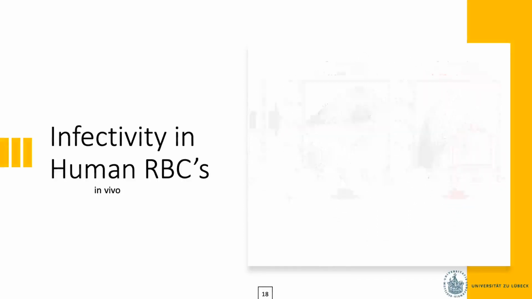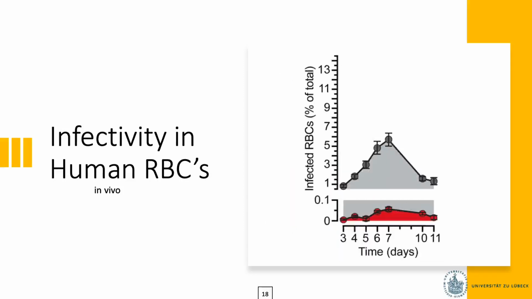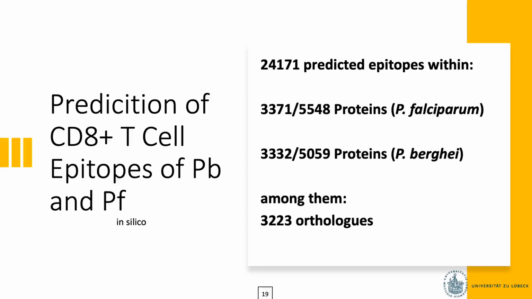They did find parasites within human RBCs, but only rarely, and always with only 1 nucleus, which means they did not develop as usual. Quantitative analysis showed that almost none of the human blood cells, here in red, got infected, in contrary to up to 5.5% of the mouse cells. After that, they calculated the predicted CD8-positive T-cell epitopes of the proteomes of both Plasmodium falciparum and berghei and compared them. They found that over 60% of the epitopes were shared, which suggests a decent chance for cross-protection.